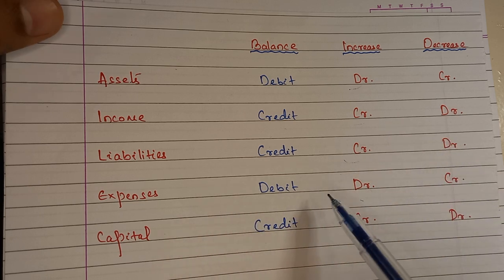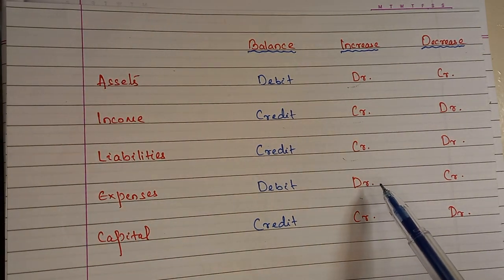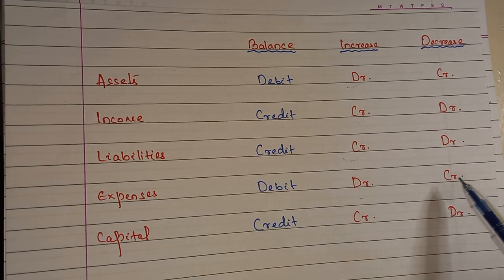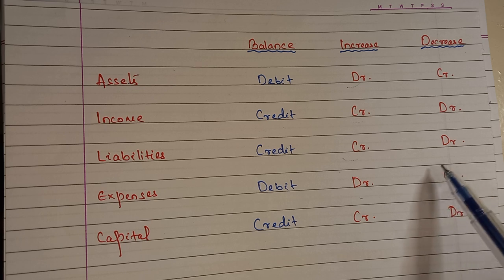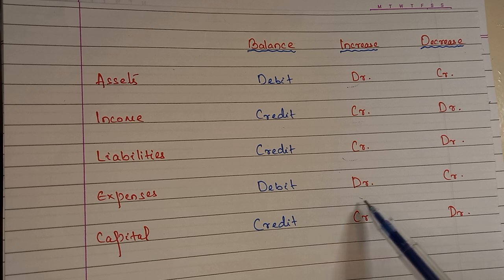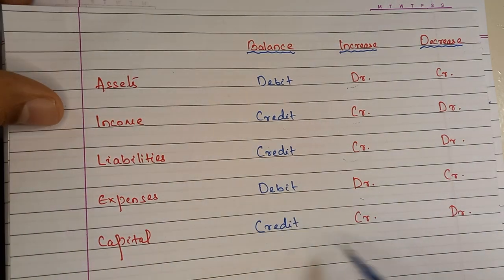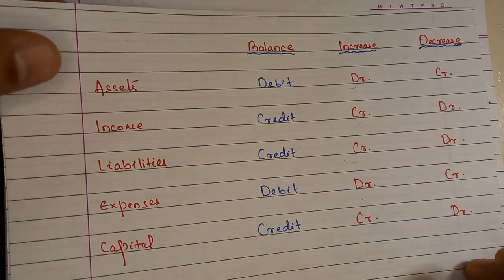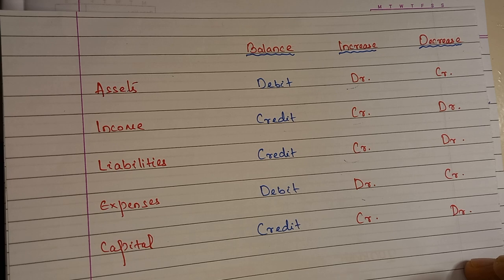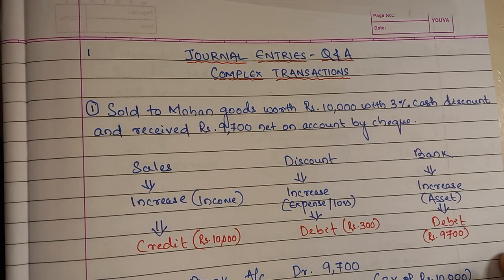In case of expense, it is a debit balance. Any increase in expense is debit. Any decrease in expense is credit. In case of capital, it is a credit balance. Any increase in capital is credit and any decrease in capital is debit. So these are the thumb rules which we need to remember while making journal entries. Okay. Now let's get into the transactions.